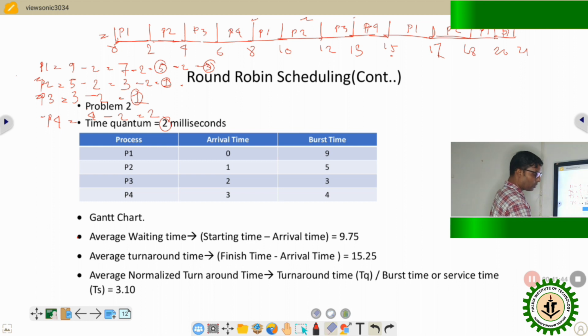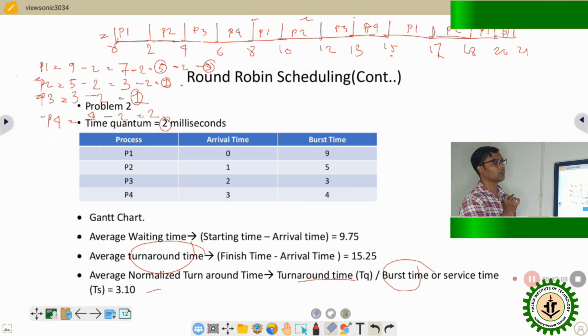So I'm calculating once more: the waiting time is the starting time minus arrival time, the formula is already given; turnaround time is finish time minus arrival time; and the last one is the normalized turnaround time. You have already calculated the turnaround time, and dividing it by burst time, you will get the normalized turnaround time. Okay, thank you everyone.